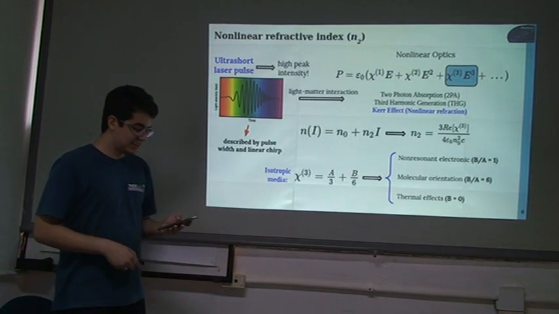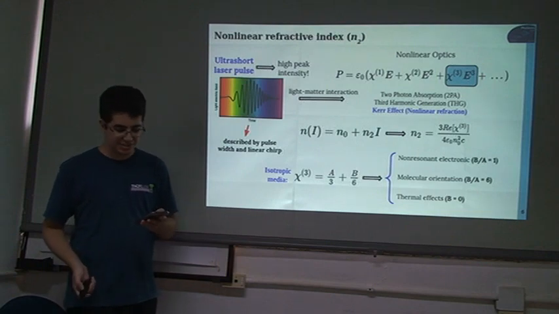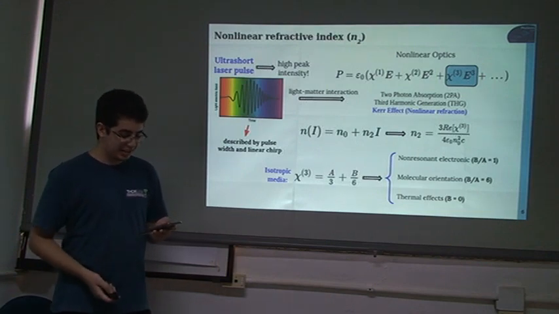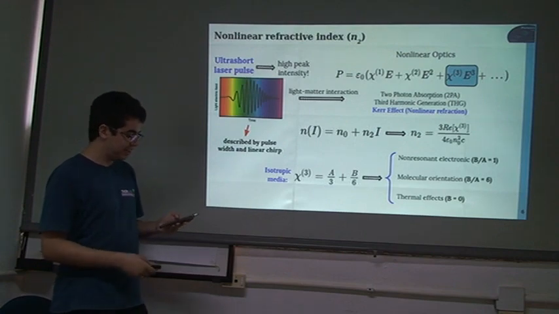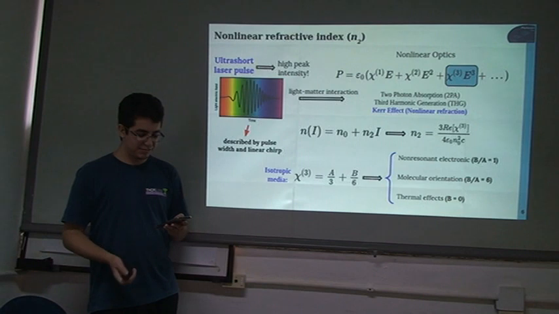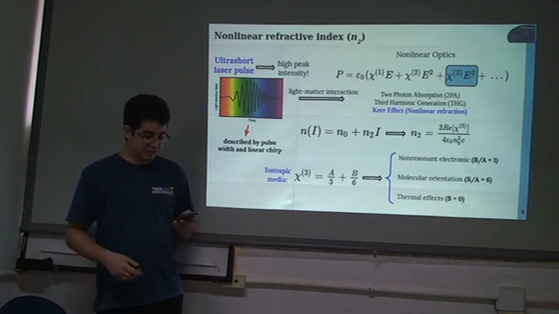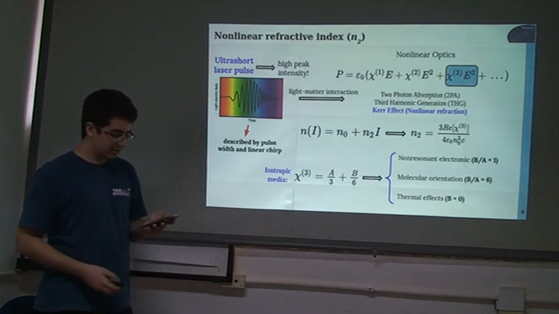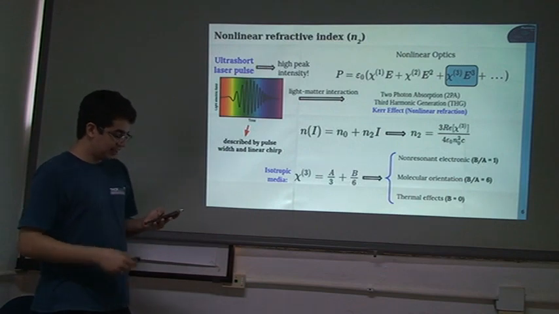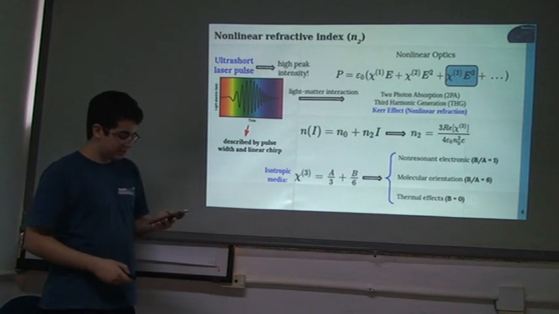In nonlinear optics, it's possible to define N2 by the Kerr effect originated by the third-order electric susceptibility tensor, chi3. In isotropic media, chi3 can be simplified to only two coefficients, A and B, and these coefficients can be related to the dominant mechanism that originates N2. So if non-resonant electronic effects are dominant, we have B equals A. If we have molecular orientation dominant, B equals 6 times A, and for thermal effects, B equals 0.